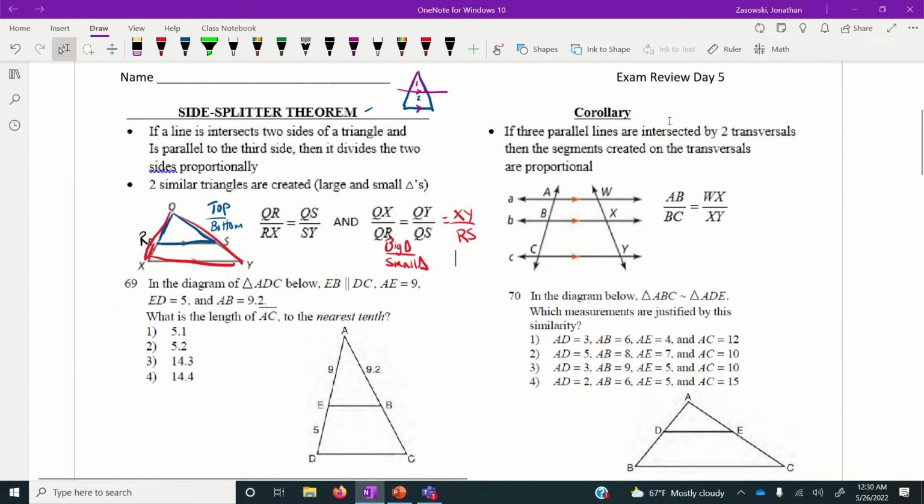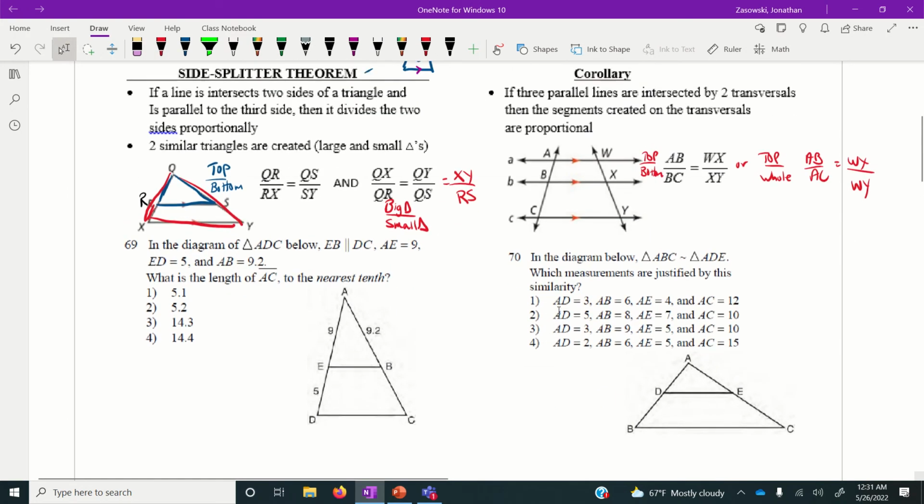All right, now there's a corollary to this, where you don't actually need a triangle, but you can use parallel lines. So if we have 3 parallel lines and we cut through 2 transversals, 2 lines that cut through them, then we can also create a proportion of the top to the bottom. Or we can compare, for example, the top to the whole line. And if we did that, that would be like AB over AC is equal to WX over WY. This is another option, or the bottom to the whole thing. This doesn't usually show up as much as the other one will. So we're just going to do some questions involving the side splitter theorem.